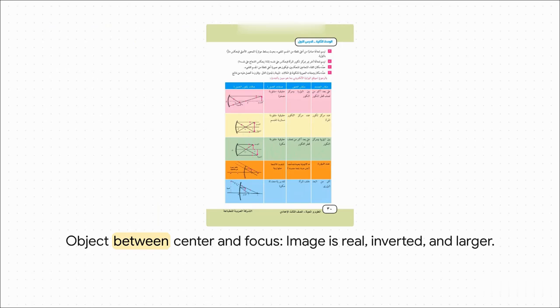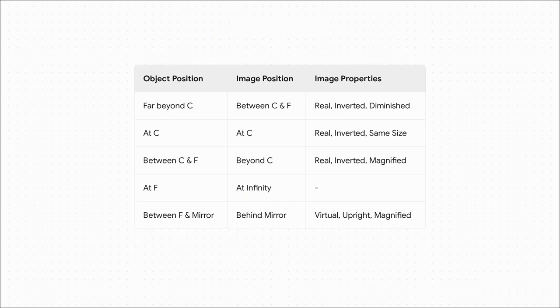Okay, now for part 2. Let's move the object closer, putting it between the center and the focus. We use the exact same rules. A parallel ray bounces through the focus. A ray through the focus bounces out parallel. But look what happened. The image is now bigger. It's still real and it's still inverted, but just by moving the object, we've totally changed the size and location of the image. Now this table is basically your ultimate cheat sheet for concave mirrors.